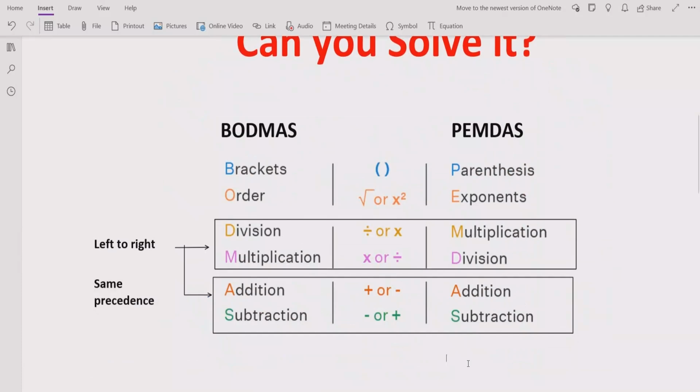Now let's talk about what are the rules which we can follow to solve the given expression. Here we will discuss two rules, BODMAS and PEMDAS rule. These rules we will apply to solve any arithmetic expression. So here we will apply this rule to solve the given expression.